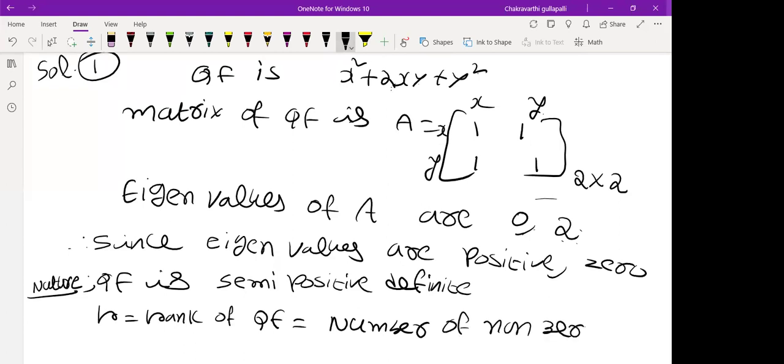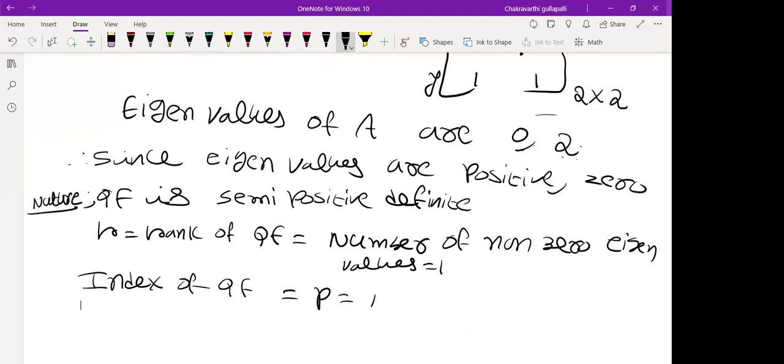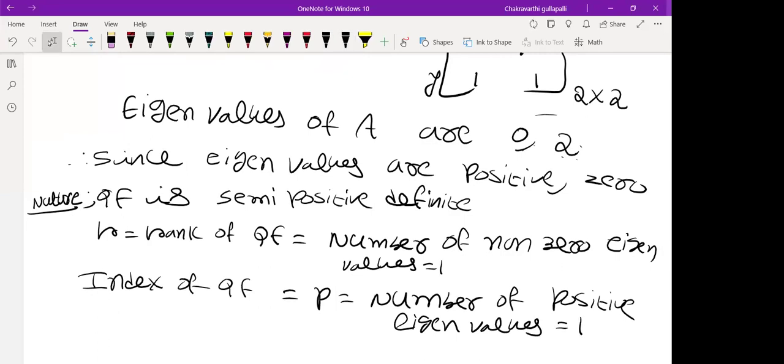How many non-zero eigenvalues are there? Only one. Next, we want the index. The index of the quadratic form is small p, the number of positive eigenvalues. How many are there? Only 1. So, only 1 positive eigenvalue.